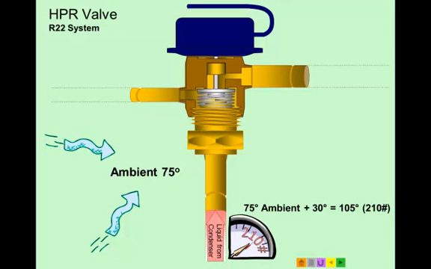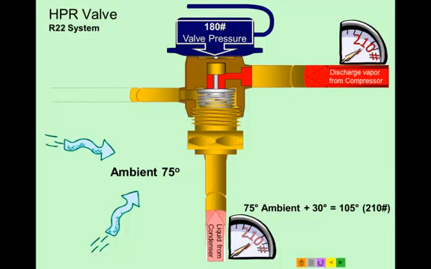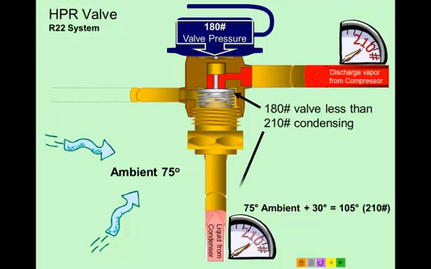So we're coming from the condenser with liquid at 210 pounds. Our discharge vapor from the compressor is at 210 pounds, and notice the valve seat is closed, so there will be no vapor on the discharge line coming into the valve. So whatever's coming in from the condenser is going to go out to the receiver.